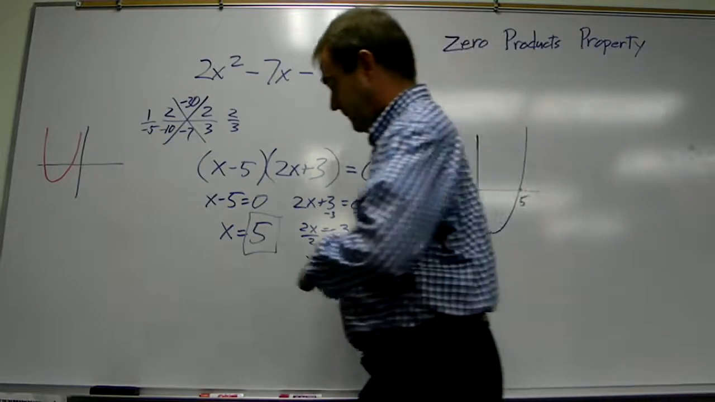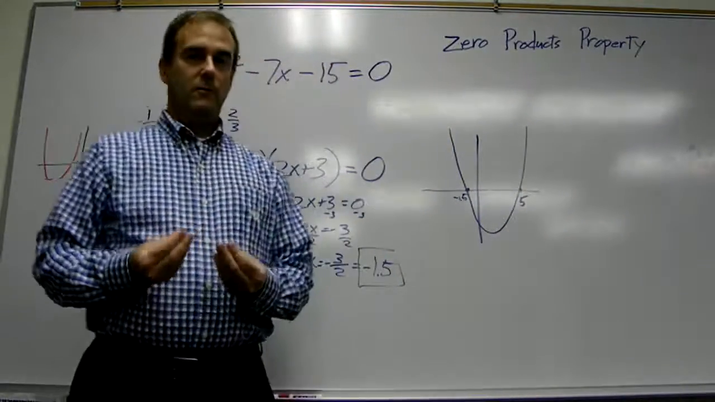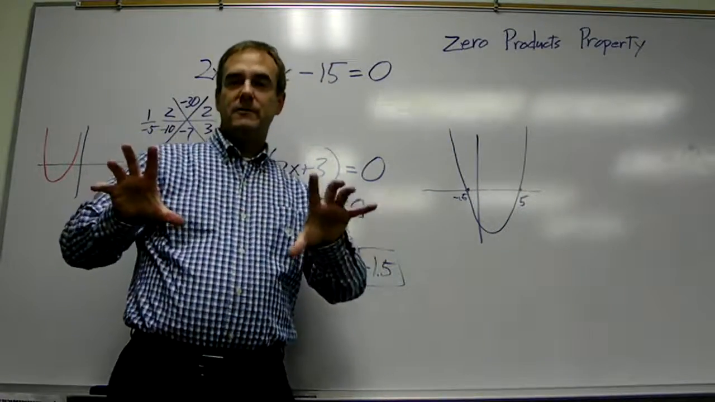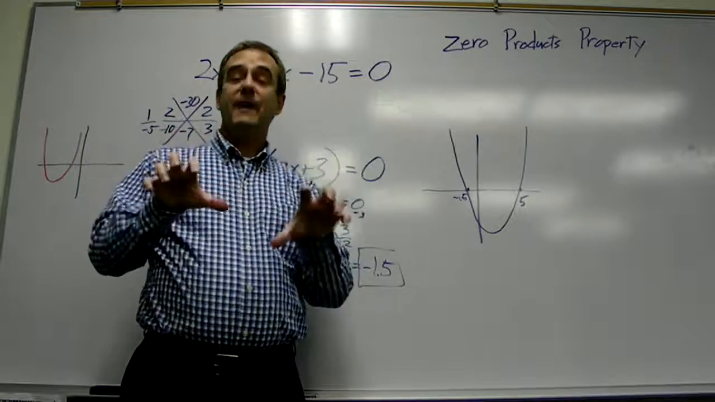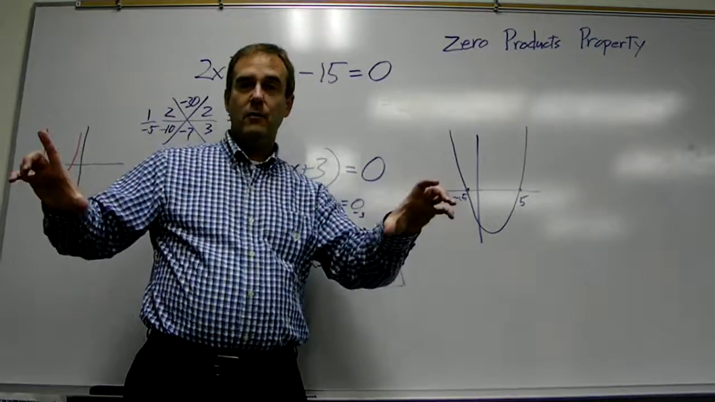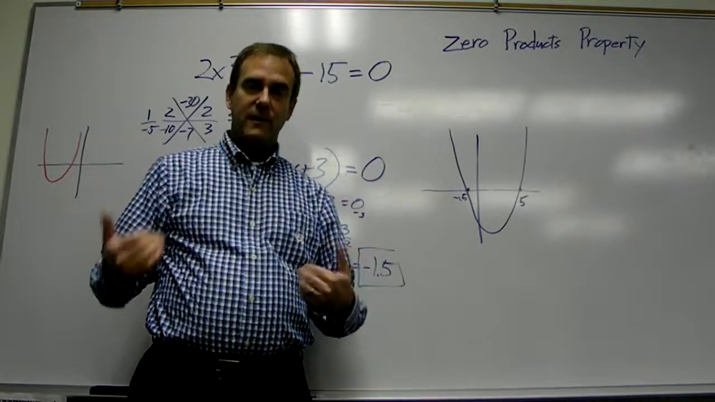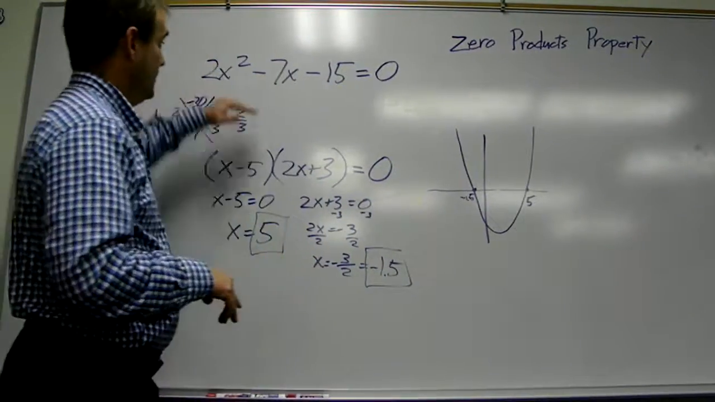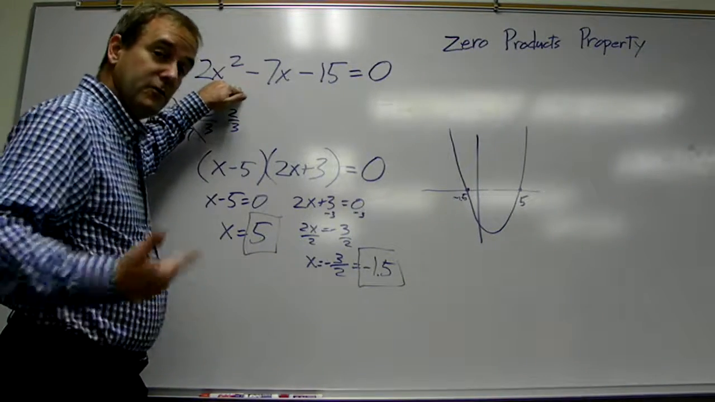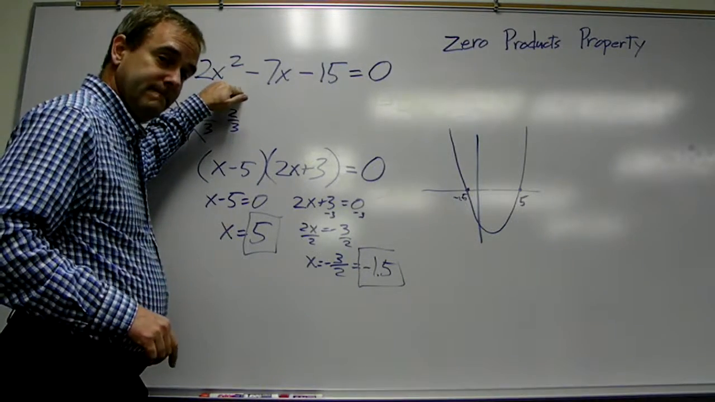That's the zero products property. Set your function equal to 0, factor it apart, and then take each of the two factors and set them equal to 0. Solve each one, and the solution to each one of those is one of the two solutions to your original quadratic, the two zeros to that function.